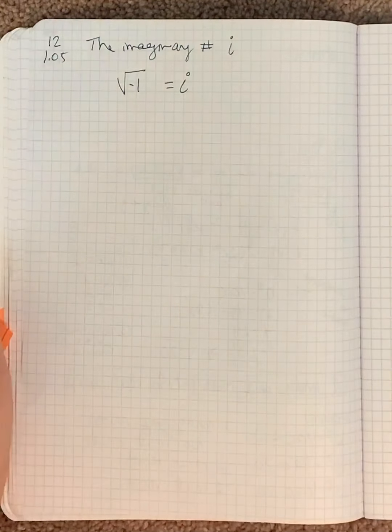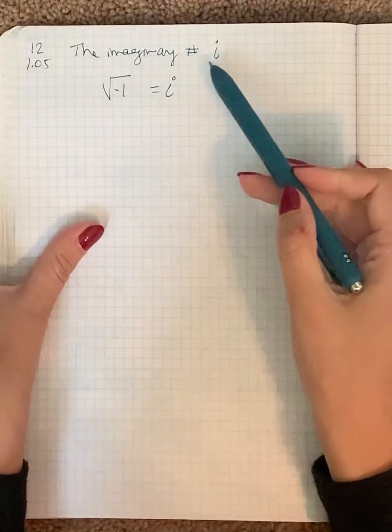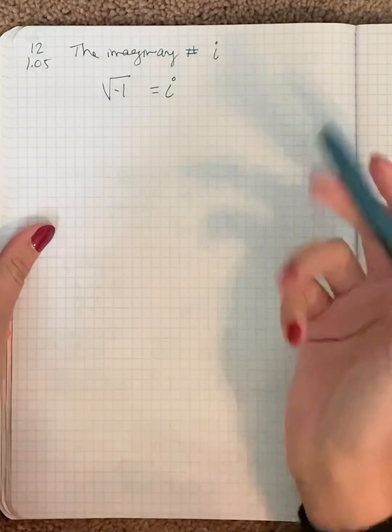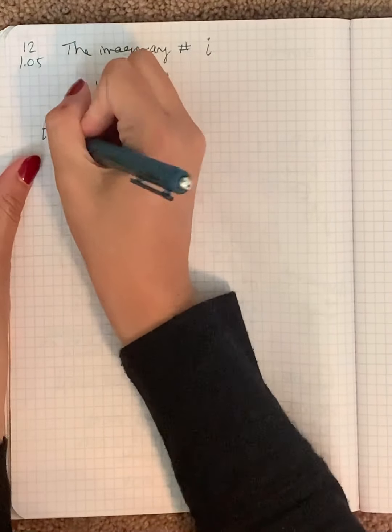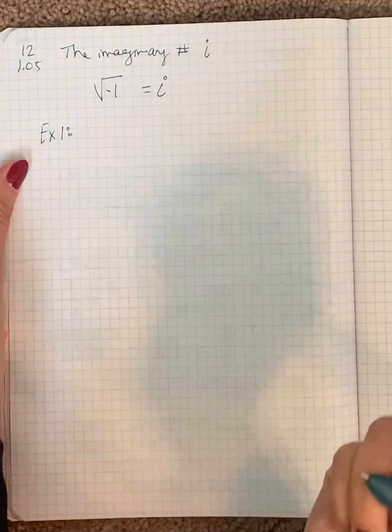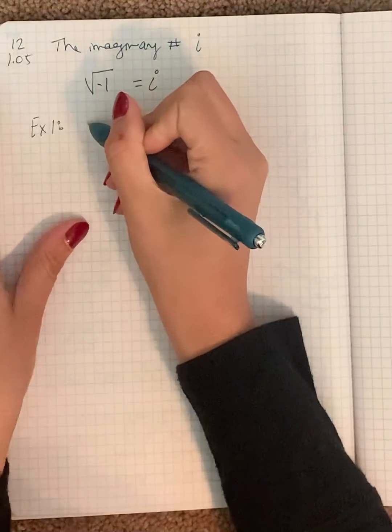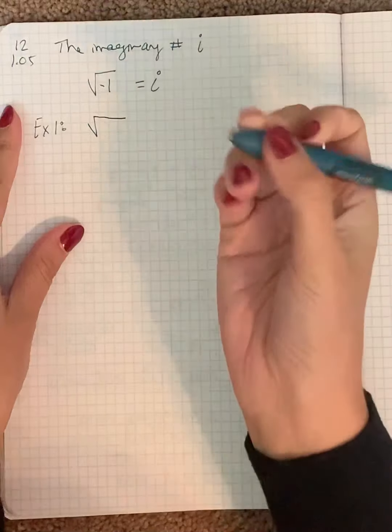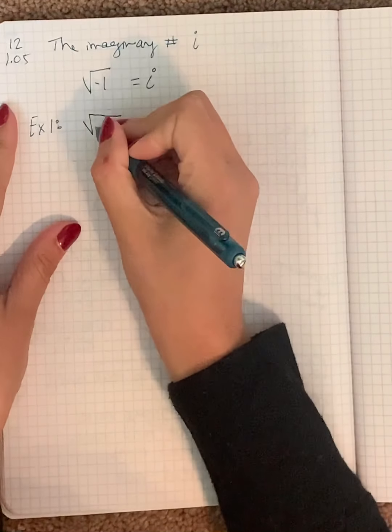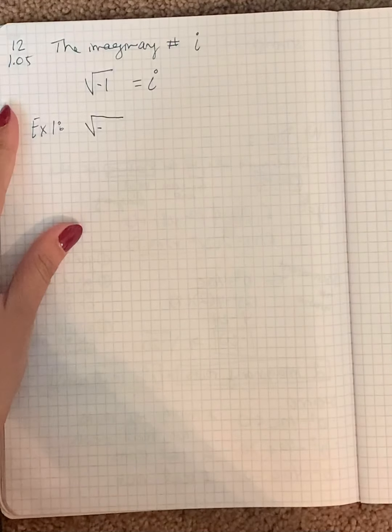And we are going to have the imaginary number i and how to simplify. So let's do an example. If I wanted to simplify the square root of negative 12.